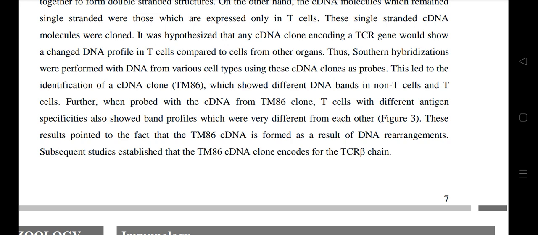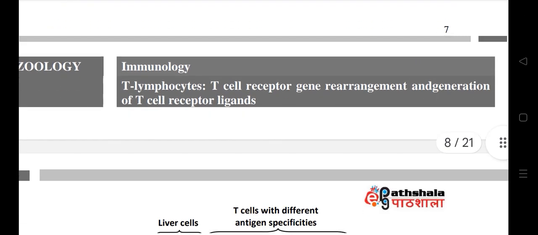Further, when probed with cDNA from the TM86 clone, T cells with different antigen specificities also showed band profiles which were very different from each other. These results pointed to the fact that TM86 cDNA is formed as a result of DNA rearrangement. Subsequent studies established that the TM86 cDNA clone encodes the TCR beta chain.